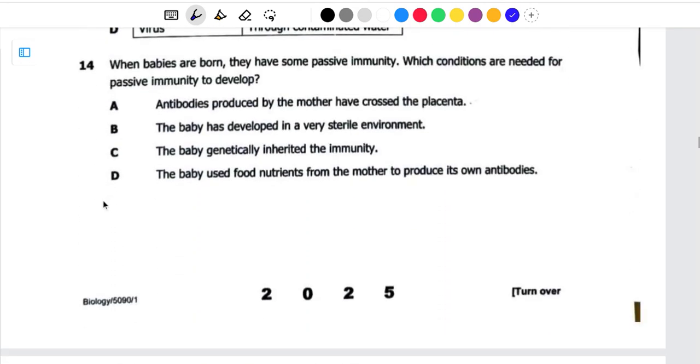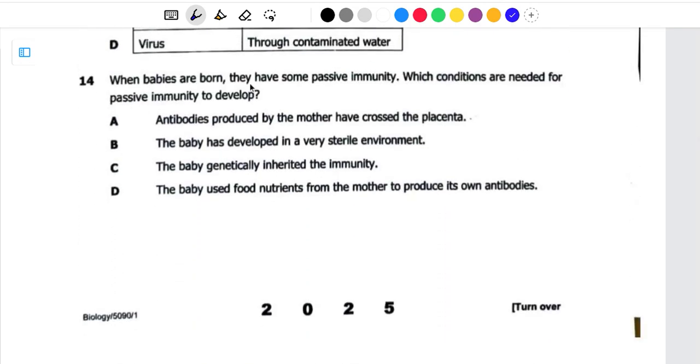Then question 14 is saying babies are born with some passive immunity. So what conditions are needed for passive immunity to develop? Passive immunity is developed when a baby is sucking milk from the mother. The milk contains antibodies which are going to protect the baby. Sometimes antibodies can also pass through the placenta.